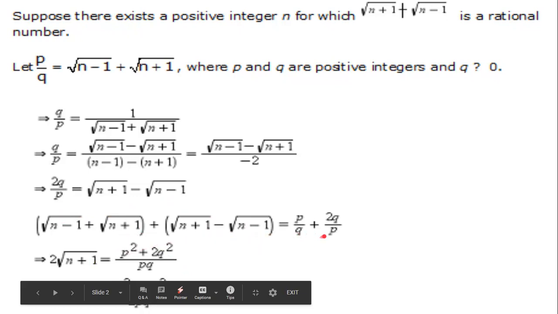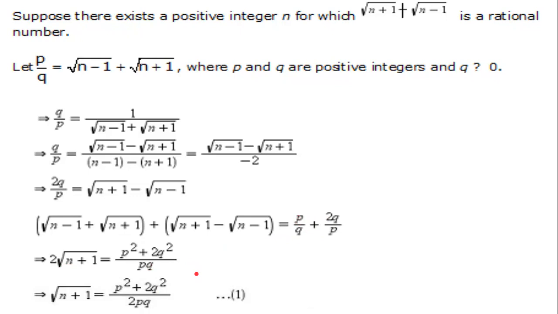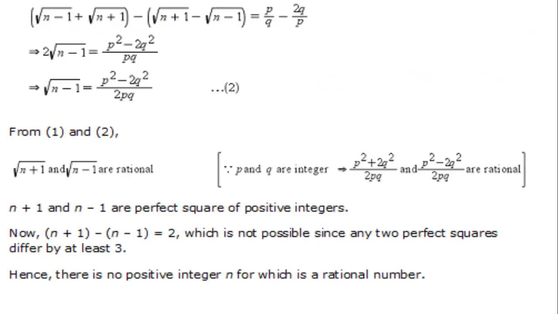And on the right hand side you can take the LCM of these two, you have LCM as pq, so you have p square plus 2q square here, and this 2 will come on the right hand side and it will come in divide. So in the last part, you have square root of n plus 1 equal to p square plus 2q square upon 2pq. So mark this one as equation 1.